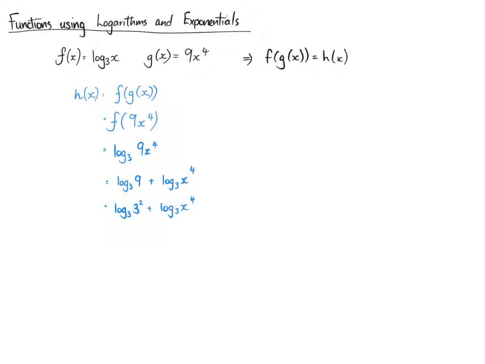And then both these powers can come down the front. That happens for both of them. So we're going to get 2 log to the base 3 of 3 plus 4 log to the base 3 of x. Okay, so log to the base 3 of 3 is just 1, so we get 2, plus 4 log to the base 3 of x. Nothing else we can do there, so we just leave it as it is.